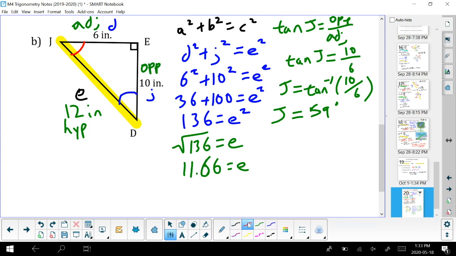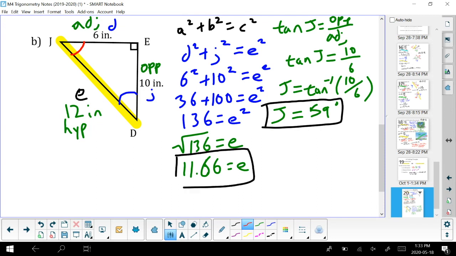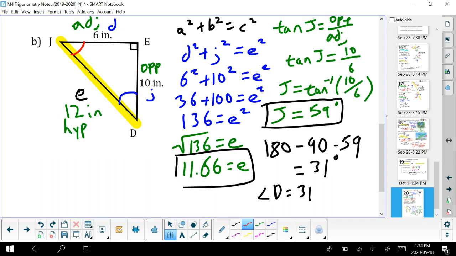Or we can just simply use our triangle property, where we know that all three angles of the triangle add up to 180 degrees. So let's go ahead and do that. So 180 minus 90 minus 59 gives us 31 degrees. So we have angle D has to equal 31 degrees.